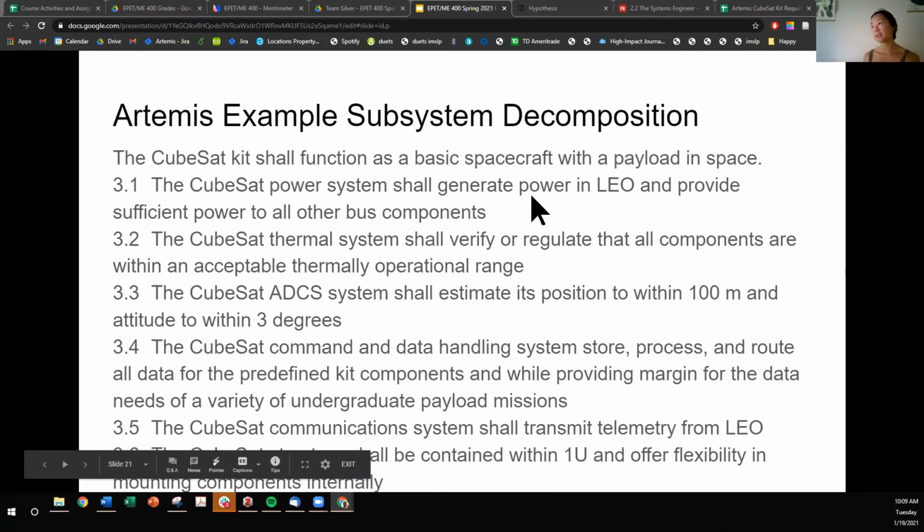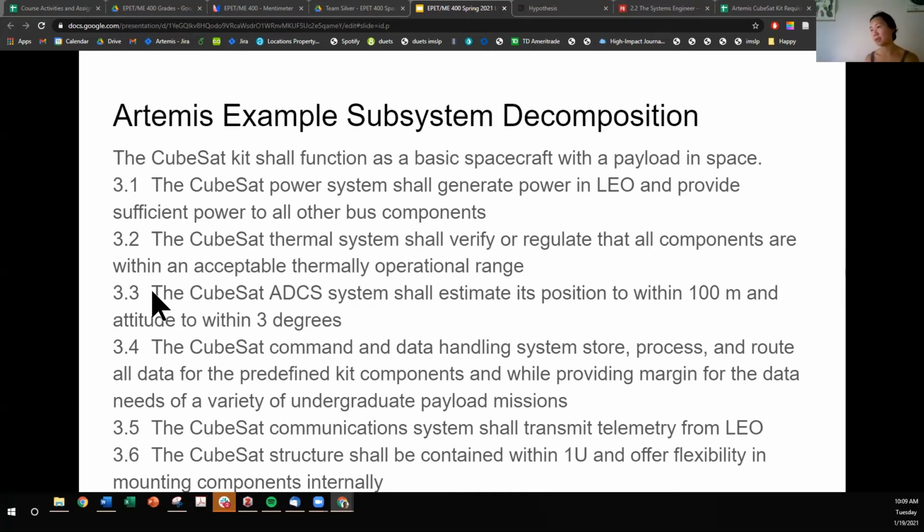These requirements are a little bit mushy compared to the requirements that I want you all to come up with. The reason why these are mushy is because we're trying to offer as much flexibility to our end users as possible. What I really want to see to the level of detail is something like this. The ADCS system shall estimate its position. So here's verb, noun, and then numbers with units. You want to have an evaluation metric with a number, some threshold, and units associated with it.